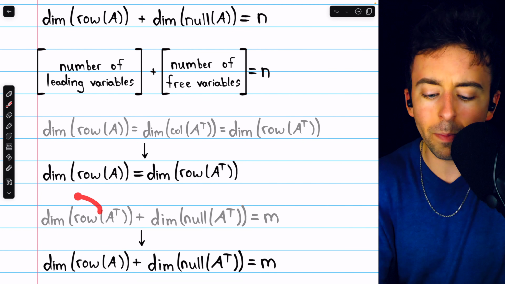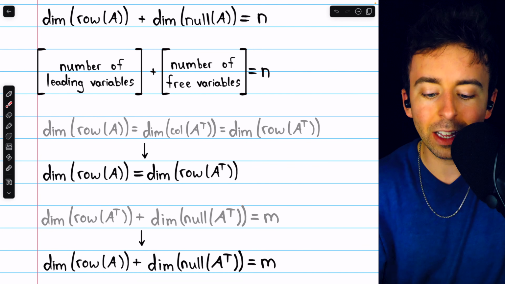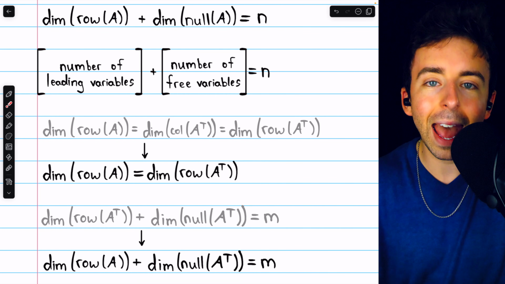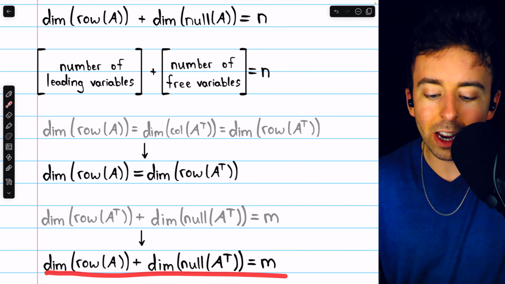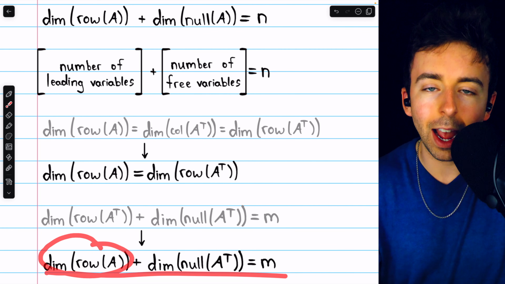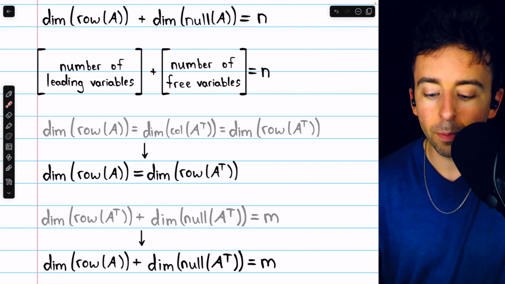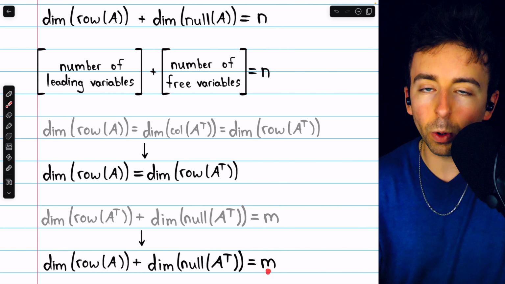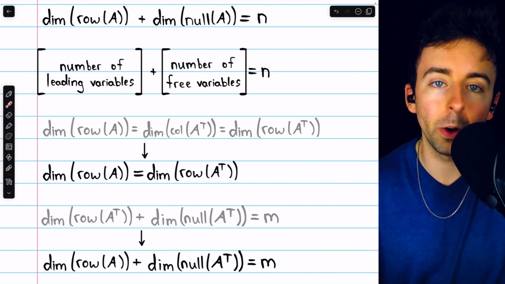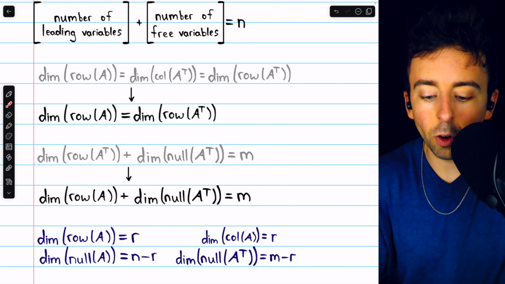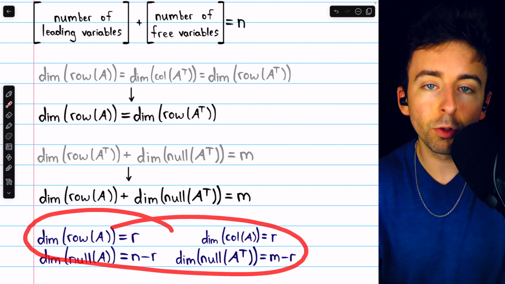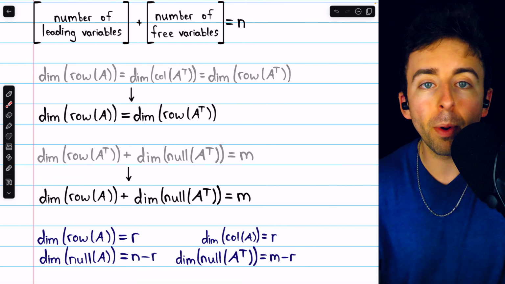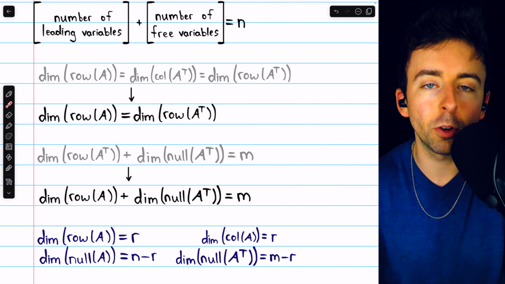But then also, the dimension of the row space of A transpose, we know that's equal to the dimension of the row space of A. And thus we get this equation. The dimension of the row space of A, which is the rank of A, plus the dimension of the null space of A transpose is equal to m, the number of rows in A. Altogether, we get this set of equations regarding the dimensions of the fundamental spaces, and this is the first part of the fundamental theorem of linear algebra.